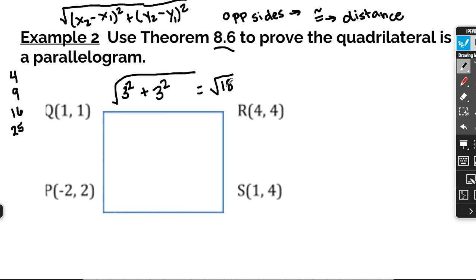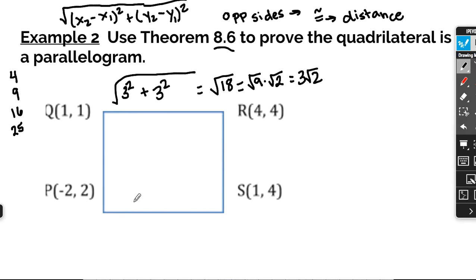So I look, 4 can't go into 18, but 9 can. So I can rewrite this as the square root of 9 times the square root of 2. Since I know that 9 is a perfect square, I can go in and reduce that. So the square root of 18 is the same thing as 3 root 2. So the length of QR is 3 root 2. If this is going to be a parallelogram, then this other side has to have the same length.